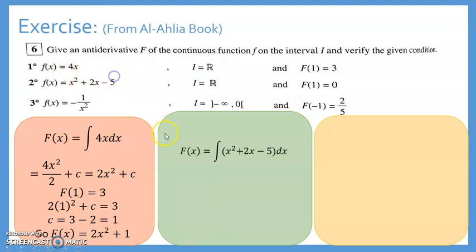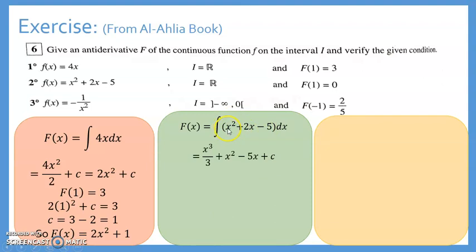Here, big F of x is the integral of x squared plus 2x minus 5. We integrate each term alone, so we add 1 to the power and we divide by the new power, so x to the power 3 over 3. For this one, you keep 2, and for x, it becomes x squared over 2, so 2 and 2 cancel out, you'll be left with x squared. For minus 5, since it's a constant alone, it'll be minus 5x, and again plus c.